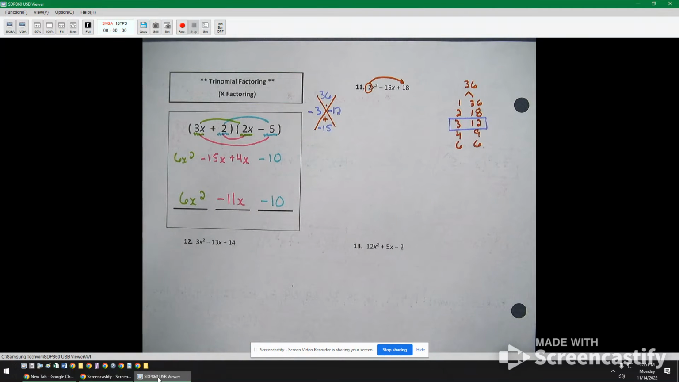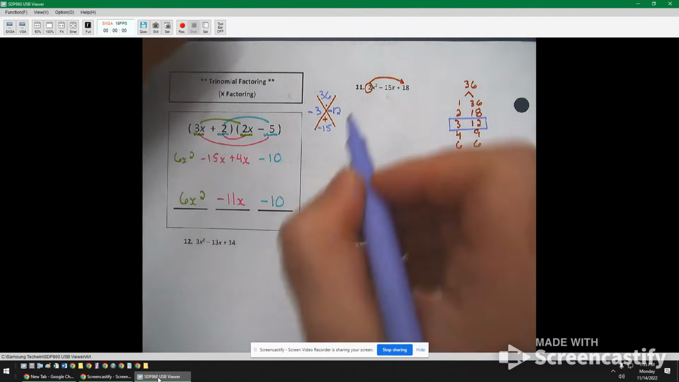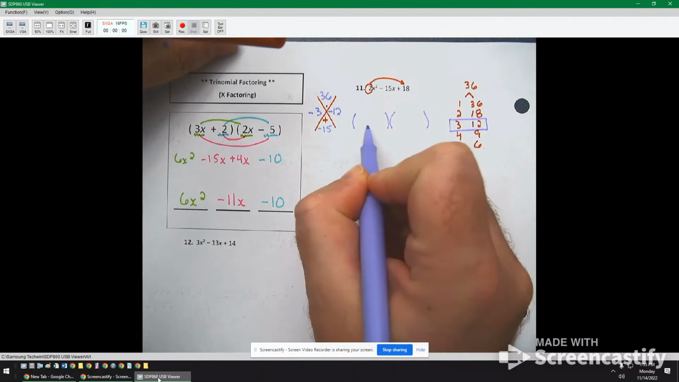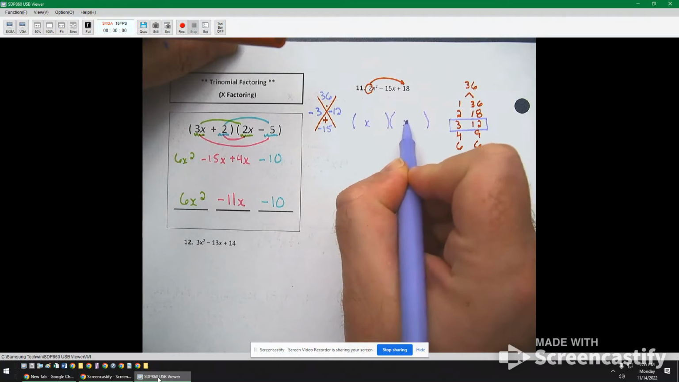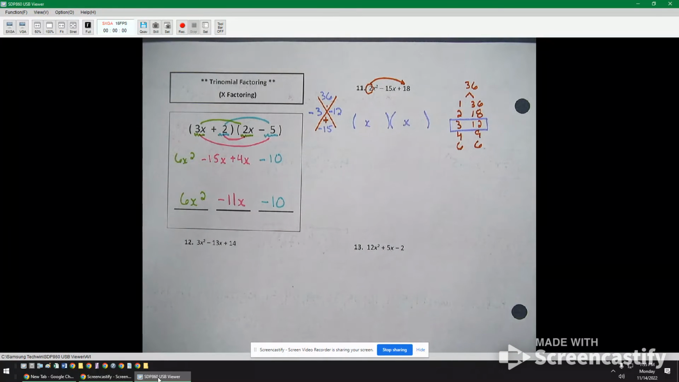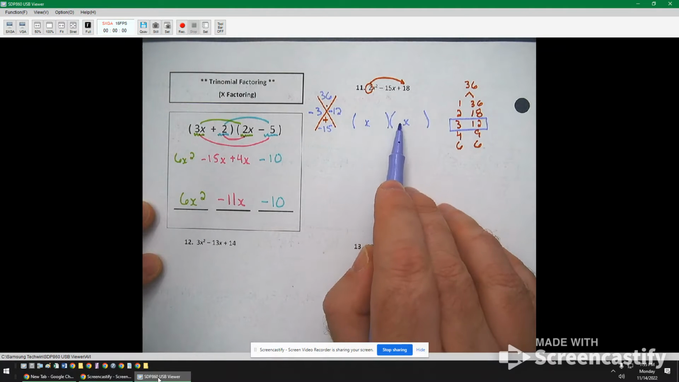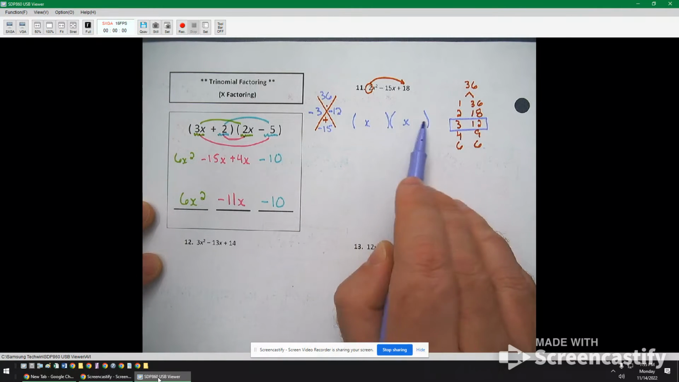Okay, now that completes the x part. The next part we're going to look at is the setup. Every answer to an x factoring problem looks like this: 2 parentheses with 2 x's and a space in front of the x and after it, in front of the x and after it. These are the 4 positions.